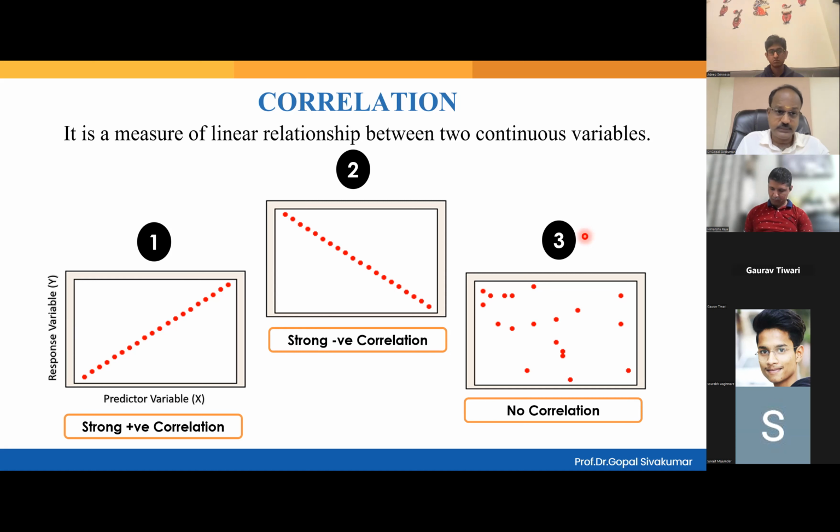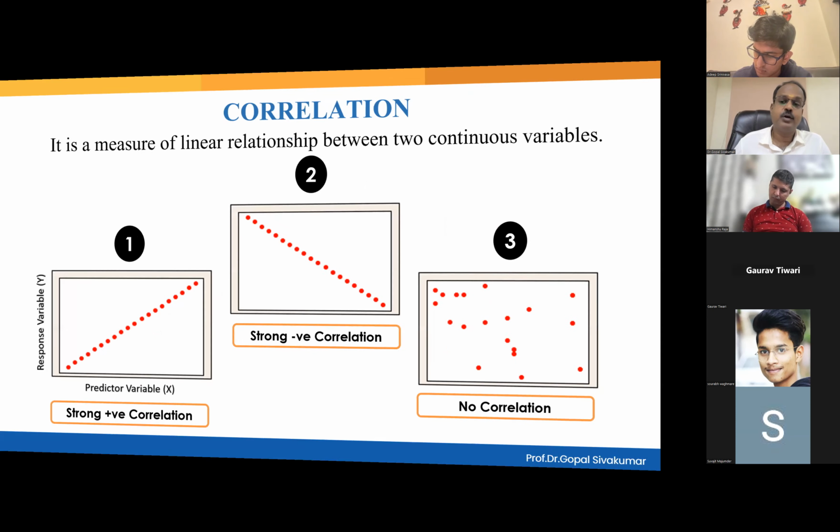All of you understand what correlation is now? Correlation means we are trying to understand the linear relationship between an x factor and a y factor. Agreed? We are trying to study the linear relationship between x and y. Now moving on.